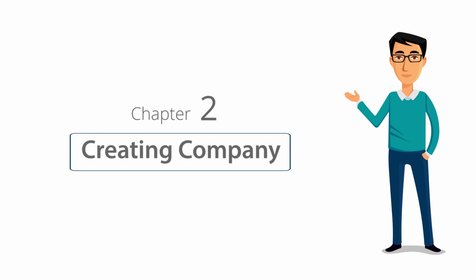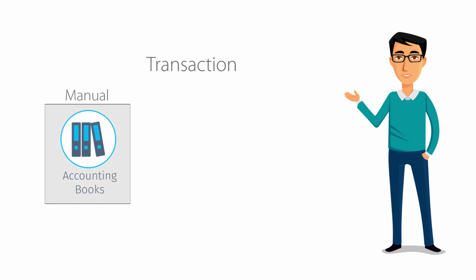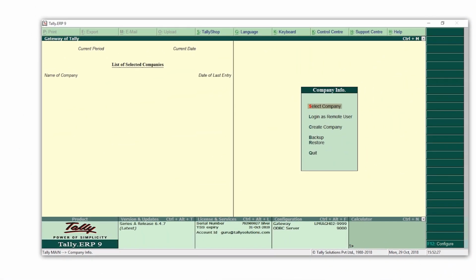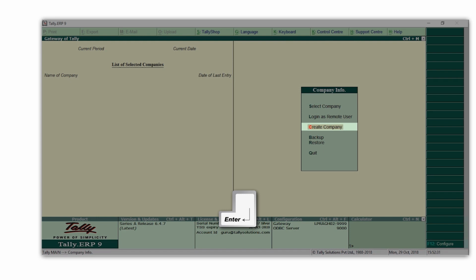In this session, you will learn how to create a company in Tally ERP 9. Just like you create a book for recording your business transactions, you create a company to record the same transactions in Tally ERP 9. To begin with, you need to go to Create Company and press Enter.